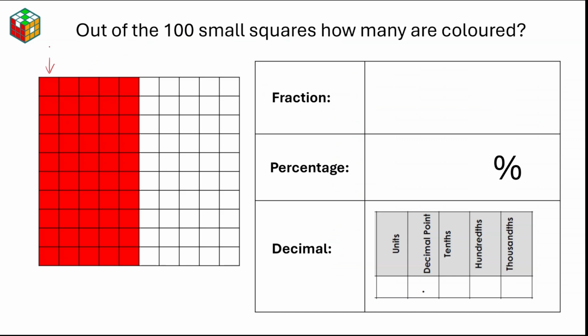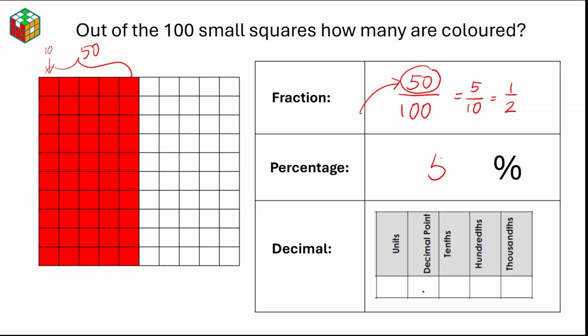So look at this diagram. For each row, there are 10. So in total, I have 50. In order for me to write that in the 3 forms, I can write down 50 out of 100. That basically means 5 over 10 or 1 over 2. Every time I know what is out of 100, that numerator is going to be telling me the percentage. That is 50%. 50% is a half already.